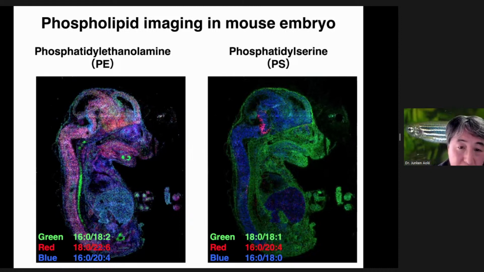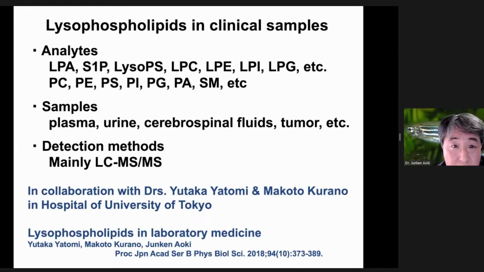Also, the mass imaging technique can visualize phospholipid species in tissue sections. As you can see here, some of the PE or PS species distribute quite differently in mouse embryos. Using these techniques, we analyze various lysophospholipids, including diacylphospholipids, in human clinical samples, including plasma, urine, cerebrospinal fluid, or tumor, etc. And our first choice to detect them is mainly LC-MS.